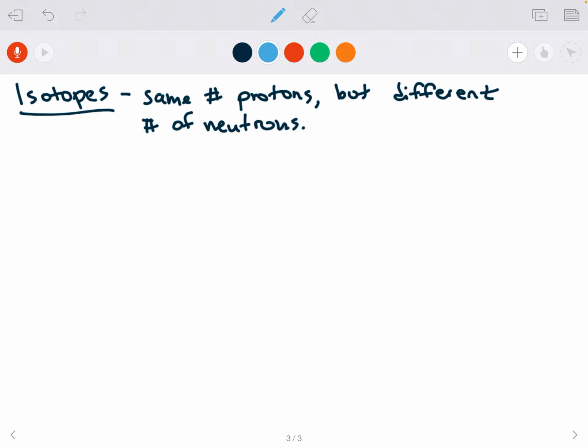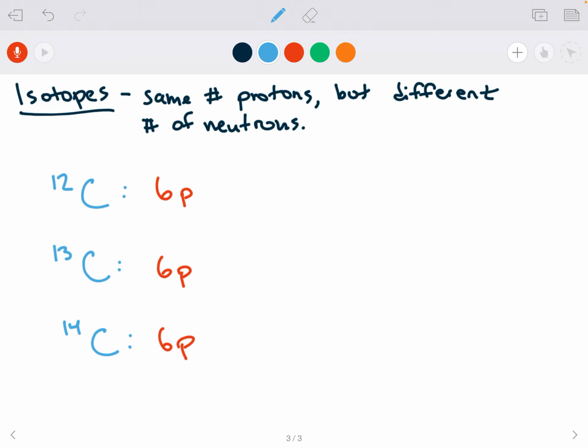So there's 3 isotopes. We have carbon 12. 12 is the mass number. Carbon 13 and carbon 14. Carbon 12 has 6 protons. Carbon 13 has 6 protons. And carbon 14 has 6 protons. They all have 6 because they're all carbon. Carbon is defined as the element with 6 protons.